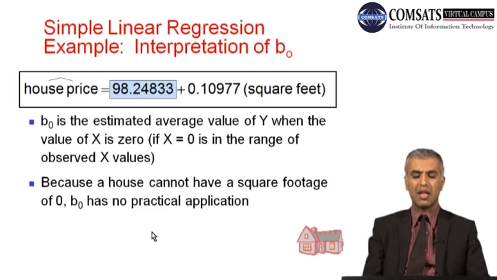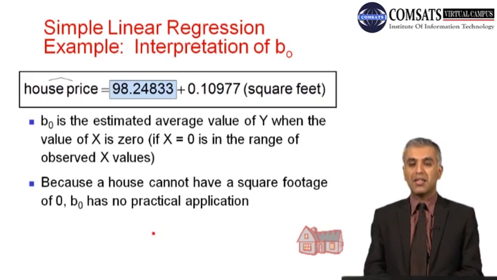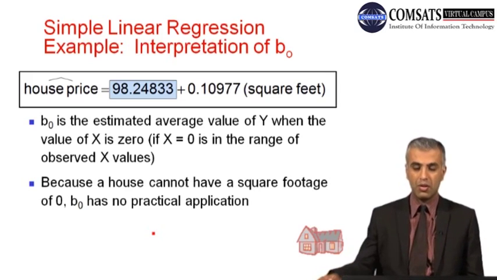So here, as a house cannot have zero square footage, B0 cannot be interpreted, and B0 does not have any practical application in this case. So this is the hard fact regarding simple linear regression. It's meaningless, as can be seen here, since a house won't exist with a size of 0 square feet. So that's why B0 is not counted much in these relationships, and we are more focused on B1.